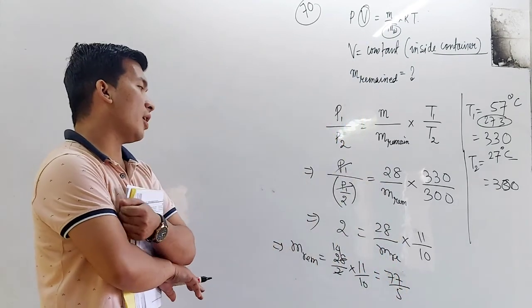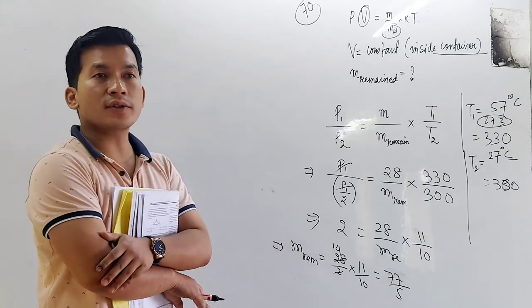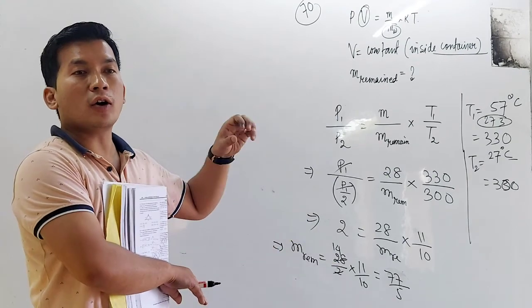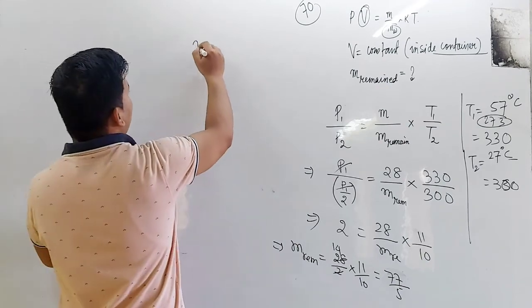What was the remaining mass? Our remaining mass will be 77 by 5. What is being asked in the question? The question is: how much of the gas has leaked out? What is our leakage?